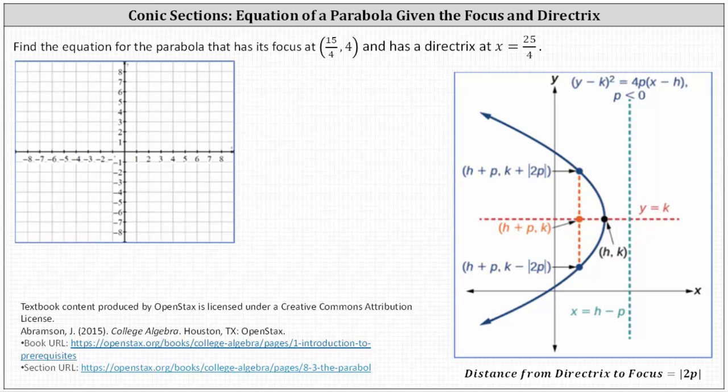We're asked to find the equation for the parabola that has its focus at (15/4, 4) and has a directrix at x equals 25/4. Let's go ahead and plot the focus. 15/4 is equal to 3.75. The point (3.75, 4) is approximately here.